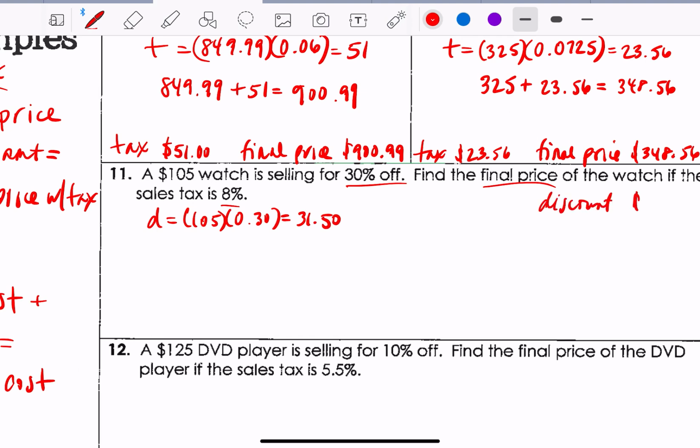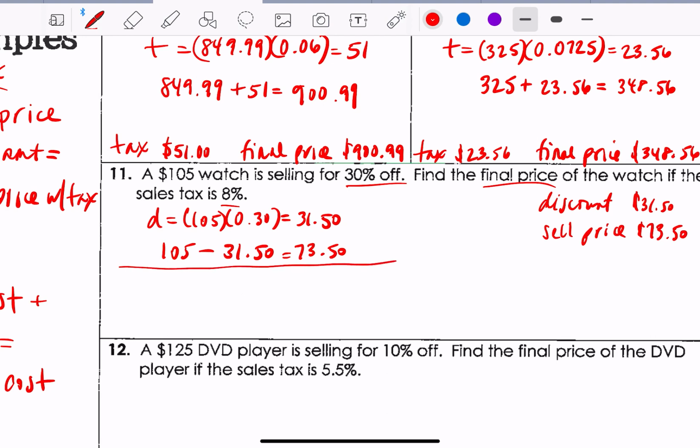I'm going to write that over here, $31.50. So my selling price, I'm going to figure that out next, is going to be $105 minus $31.50. That's going to give me $73.50. So this is going to sell for $73.50 after they take 30% off. So now my selling price is what I'm going to use to find my tax.